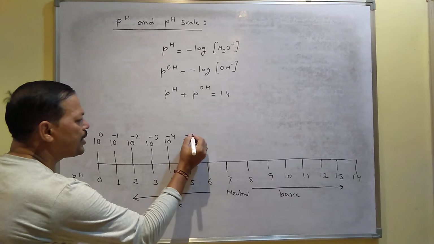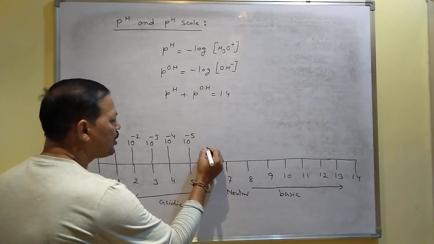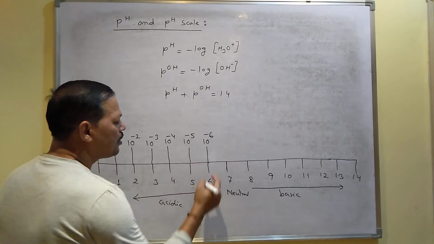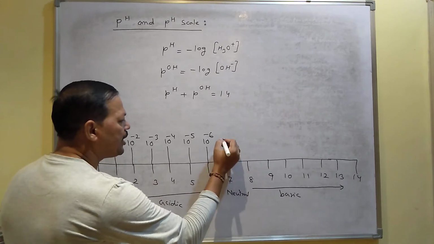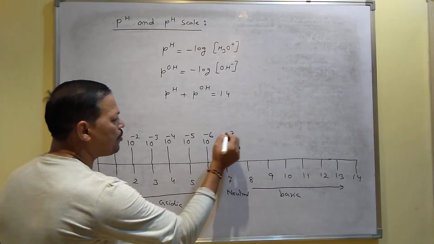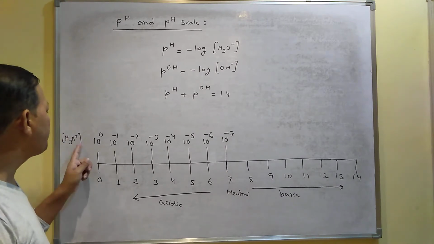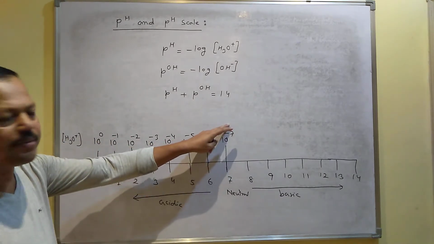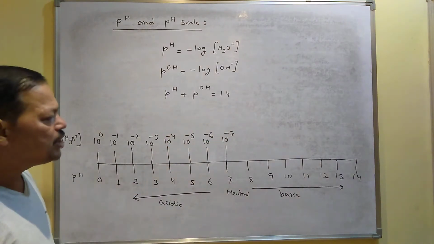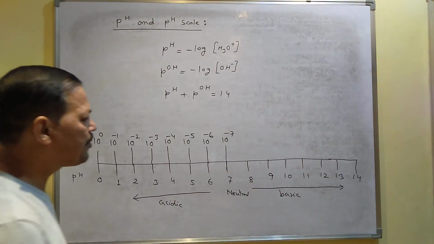Similarly, 10 to the power minus 5 gives 5 value. 10 to the power minus 6 gives 6 pH value. And if the concentration of hydronium ion is 10 to the power minus 7, then you will get pH 7. In the ionic product of water, if the hydronium ion concentration is 10 to the power minus 7, then the solution is said to be neutral. Then you will get the pH value 7.